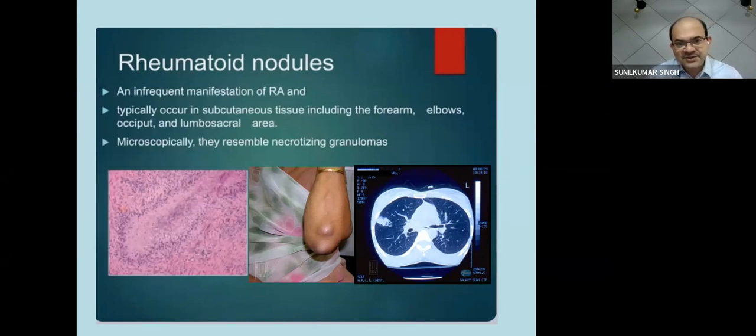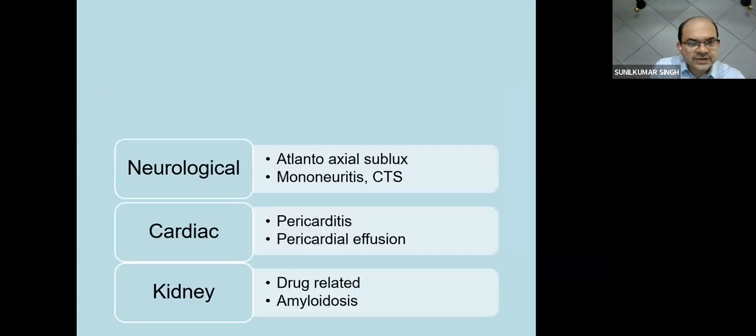And thankfully, this patient has very classical bilateral subcutaneous nodules at the elbow, which helps me to establish the diagnosis that this patient has come with a dominant extra-articular manifestation of the disease. So just to complete the list of extra-articular manifestations, atlantoaxial subluxation, mononeuritis we talked about. Pericarditis is one manifestation which I recently saw in one of our male patients of rheumatoid.